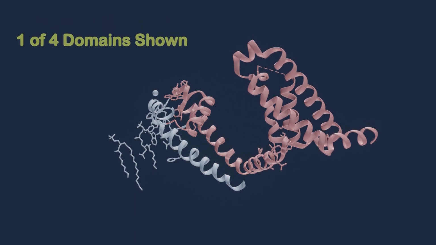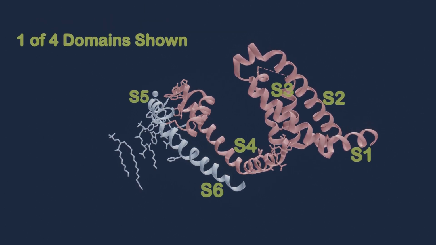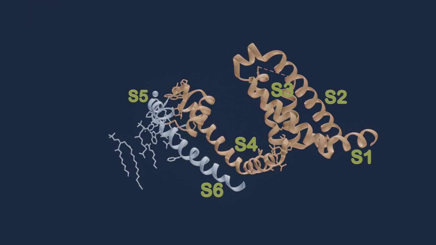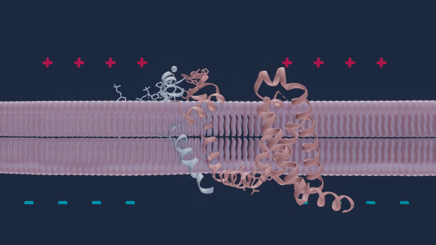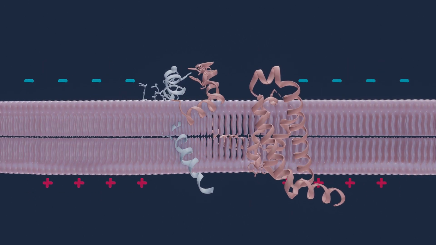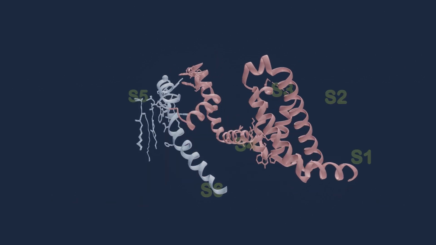Each of the four domains is made of 6 transmembrane helices, labeled S1 to S6. Segments S1 to S4 form the voltage sensing domain, while S5 and S6 make up the pore module. The S4 helix of the voltage sensing domain has many positively charged arginine residues, which get repelled outward during membrane depolarization. This constitutes the physical basis for the voltage sensing property of the channel.